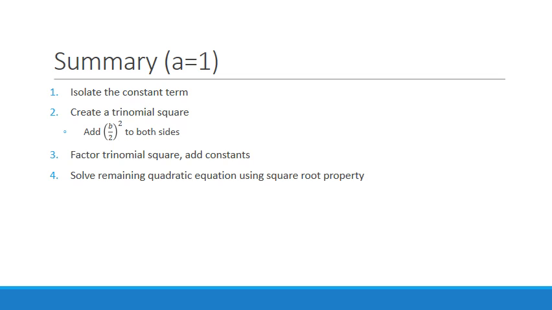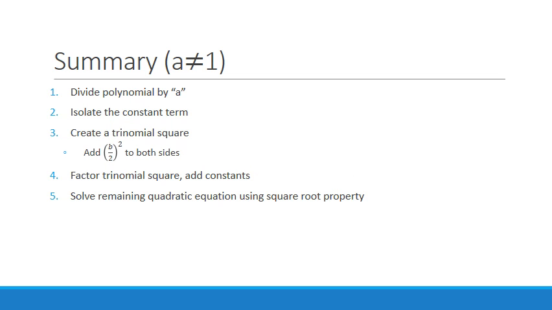Okay, so that's everything, everybody. I have two quick summaries for you. One when a equals 1, one when a does not equal 1. And truly they're the same steps like we talked about before. But when a equals 1, we don't have to worry about the division step, but then we isolate, we create, we factor the trinomial square, add the constants, then we solve the remaining quadratic equation using the square root property. When a does not equal 1, we have to add that division step, but then the same steps: isolate, create, factor, and solve using the square root property.